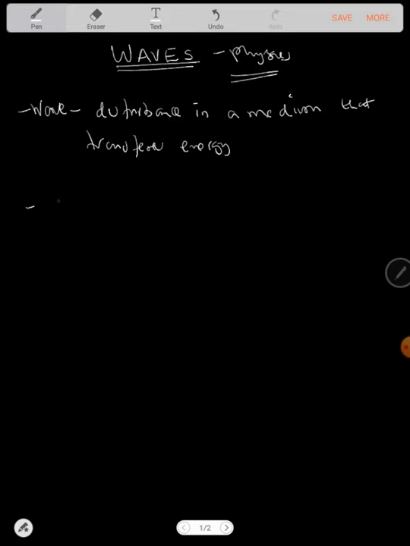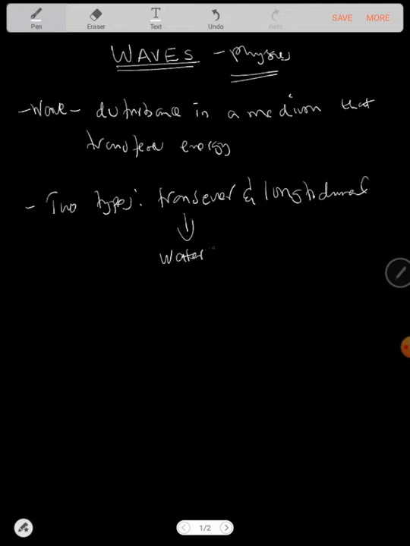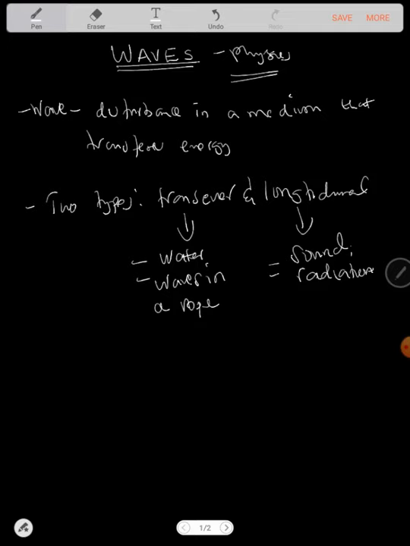Then we have two types of waves. These are transverse and longitudinal. Examples of transverse waves are water waves. Examples of longitudinal waves are sound waves, such as radiations. Here, for example, water waves also waves in a loop.